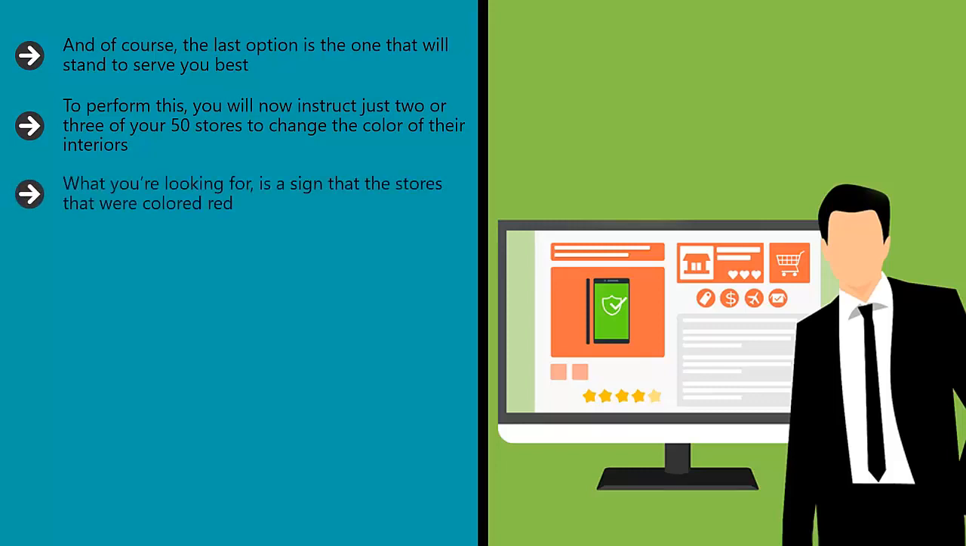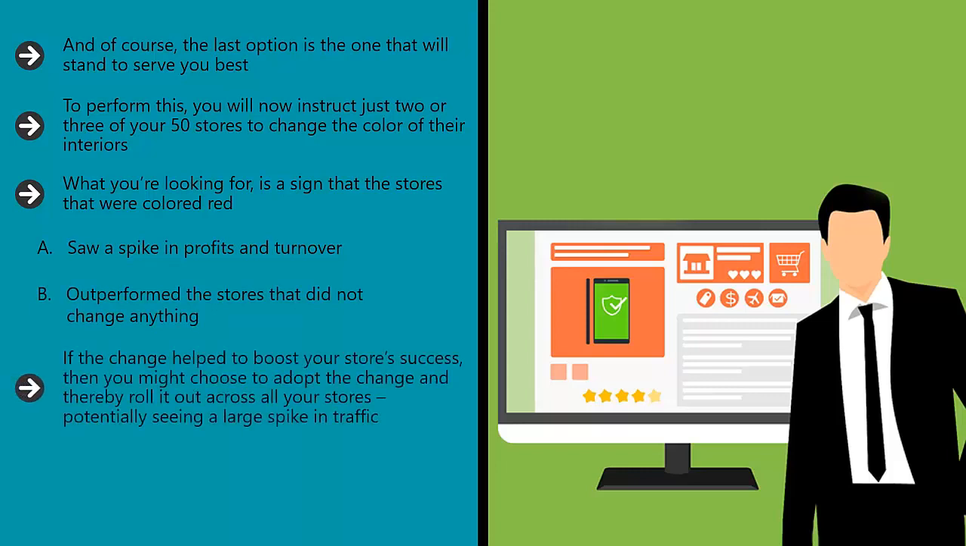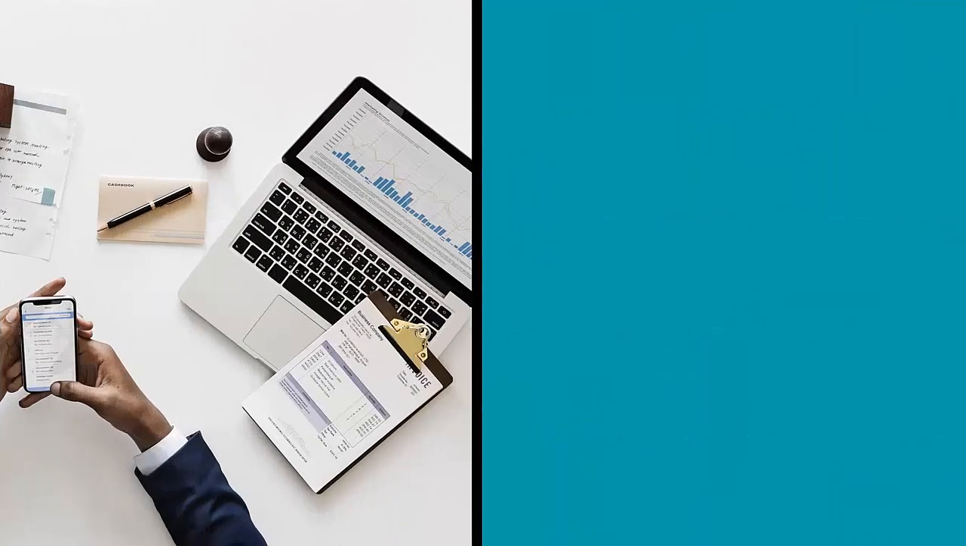What you're looking for is a sign that the stores that were colored red, A, saw a spike in profits and turnover, B, outperformed the stores that did not change anything. If the change helped to boost your store's success, then you might choose to adopt the change and thereby roll it out across all your stores, potentially seeing a large spike in traffic. If the change hurt your store's success, then you simply change it back and then run the next experiment. The financial damage and the brand visibility will only be slightly impacted, so no harm done.